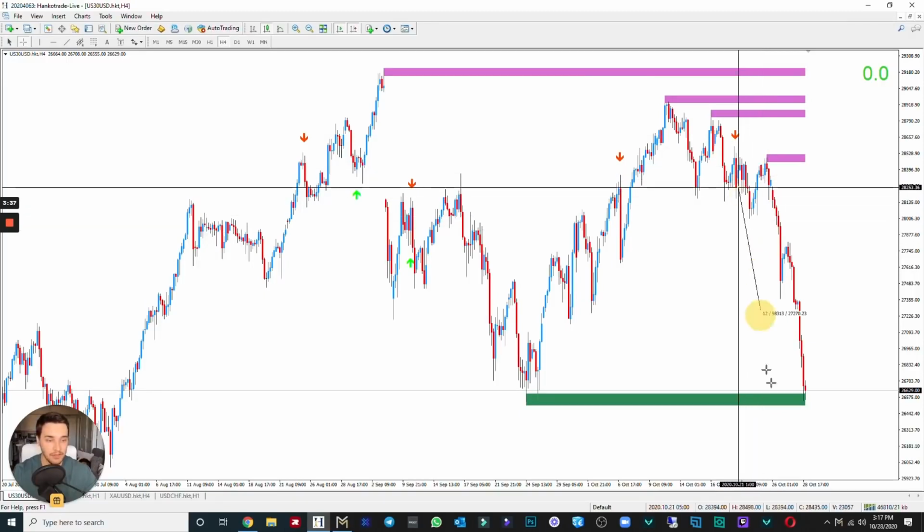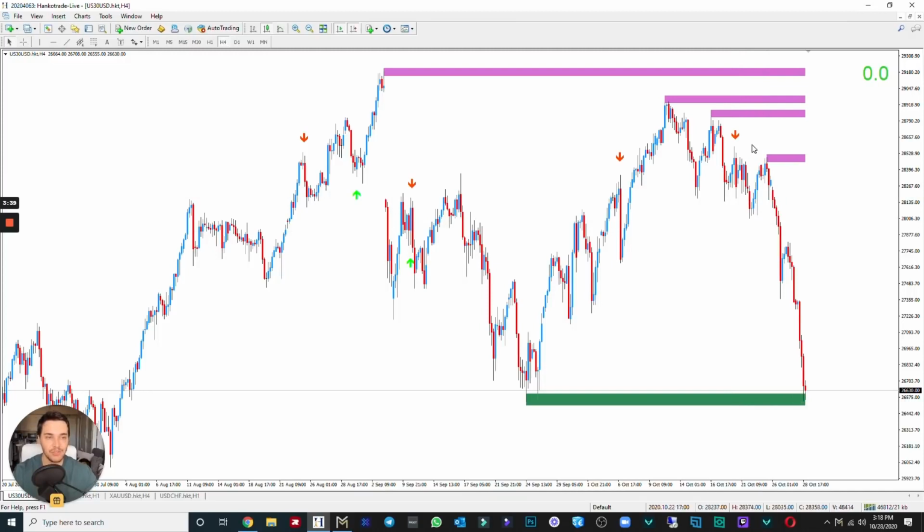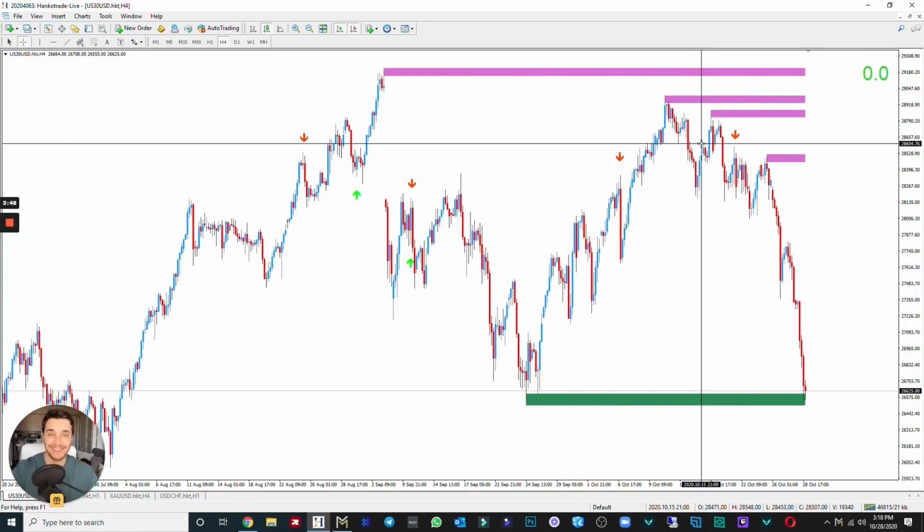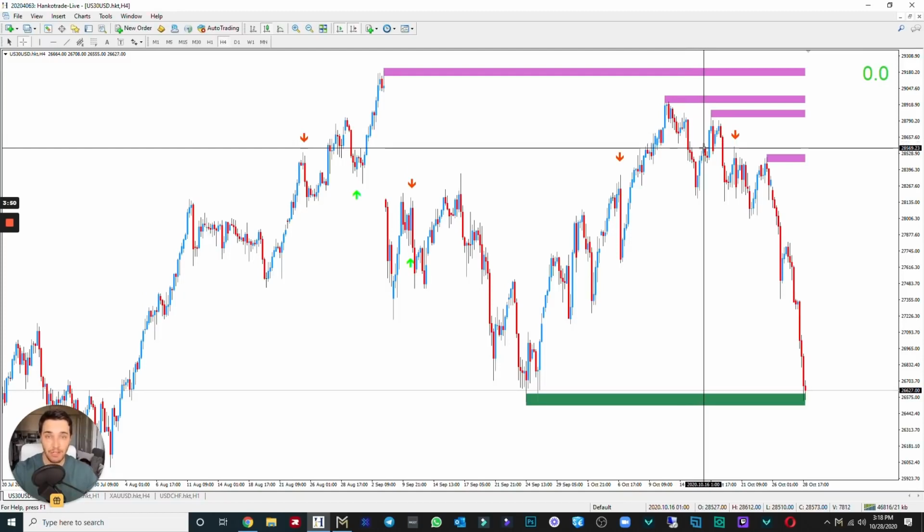And look at how far that thing fell. So we see a tweezer top with a bearish engulfing candle at a key zone of resistance, and Dashboard also tells you that we're in a bearish market. Therefore, it is undeniable that we get into a sell position.